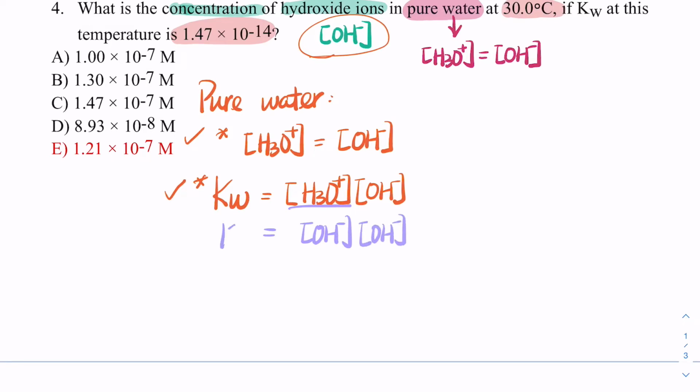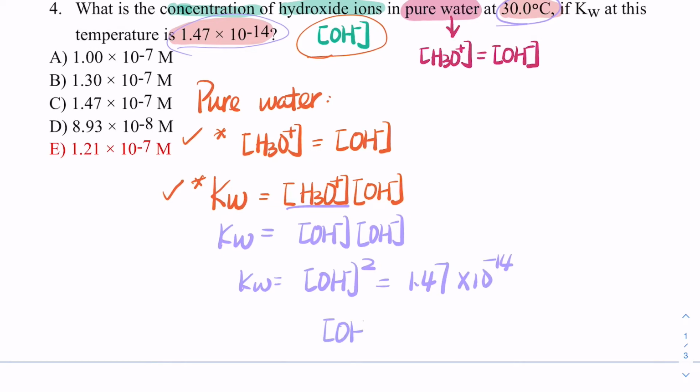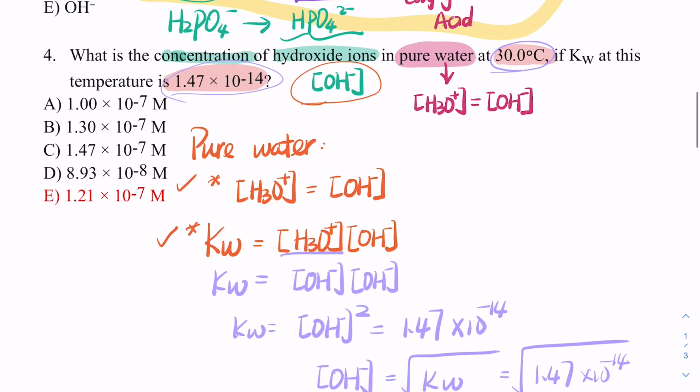Now Kw just equals the hydroxide ion concentration squared, and this value at 30 degrees Celsius equals 1.47 times 10 to the negative 14. Therefore, the hydroxide ion concentration equals the square root of Kw. You put this value inside and solve, and the answer will be E. For this question you have to understand that pure water has this relationship, and you also need to know this relationship for Kw.